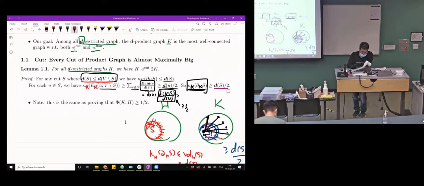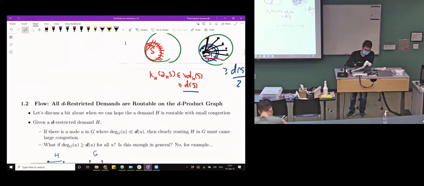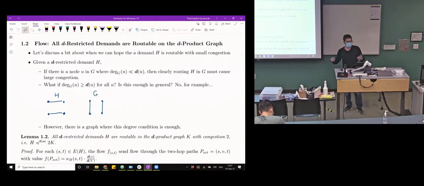By the way, this is just the same thing as proving that for any D-restricted graph H, the H conductance of K is at least half. It's really the same statement that we are doing here. So K is indeed the maximum with respect to cut within a class of D-restricted graphs. Let's say the same thing for flow. Is K, the product graph, the maximum as well?